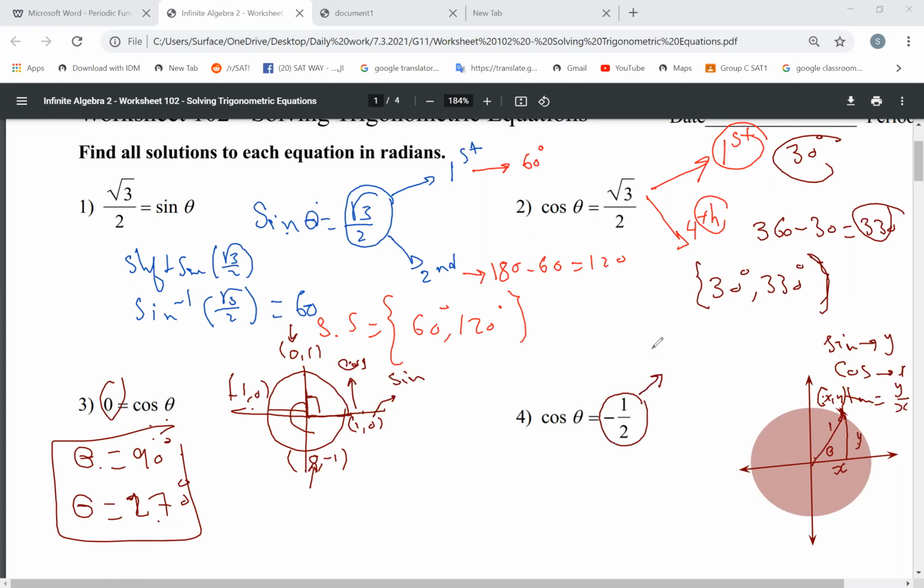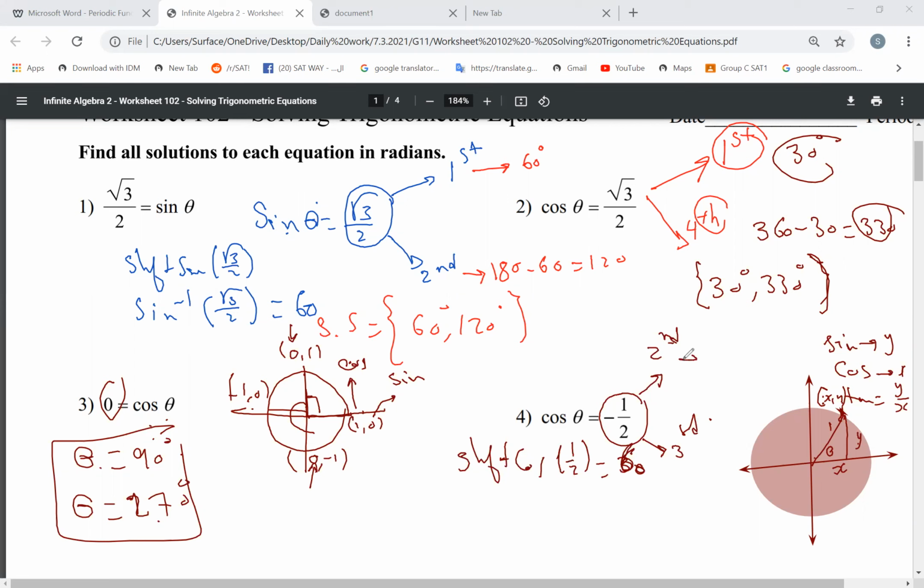Okay. Number 4, cosine equals negative half. Cosine negative is in the second quadrant and in the third quadrant. And we do shift cosine of half, not negative half, of half, will be 60 degrees. If the angle is in the first quadrant it is 60 degrees, but cosine is negative, so the angle will be in the second quadrant and in the third quadrant.